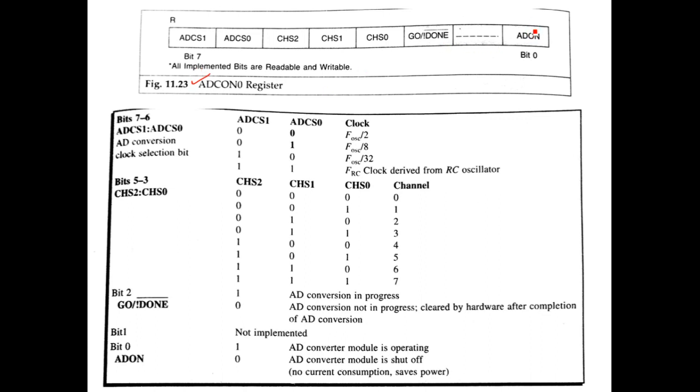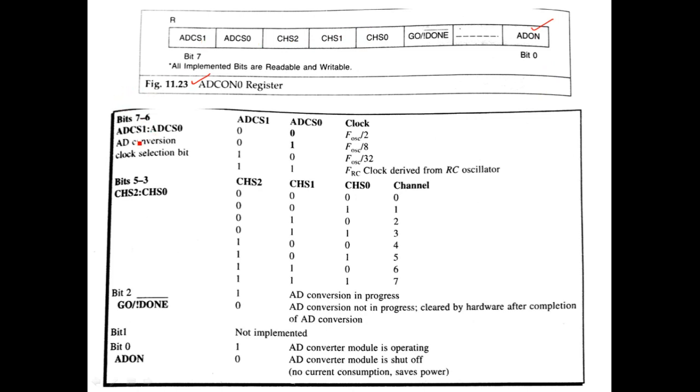Again, you can see that your ADC module can be switched on or off with the help of this bit. That means if you don't want to use the ADC in your application, you can keep this module switched off, right? So that the power consumption is reduced.